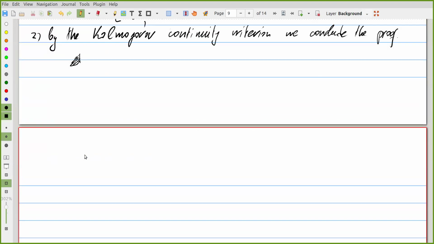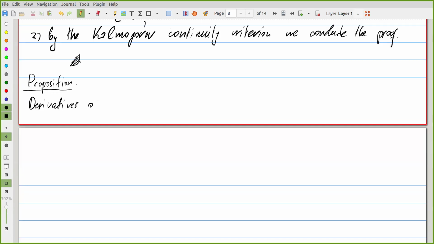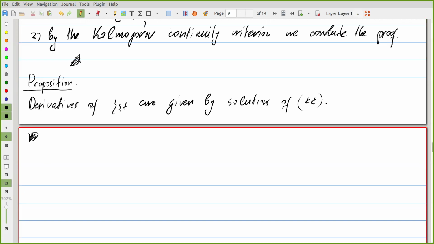Now we are left with one task: proving that we indeed have the representation we want. So the spatial derivatives ψ_st are given by solutions of (I think I put two stars there). The idea of this part of the proof is pretty clear. You need to pass to the limit. It's just to check that everything works.